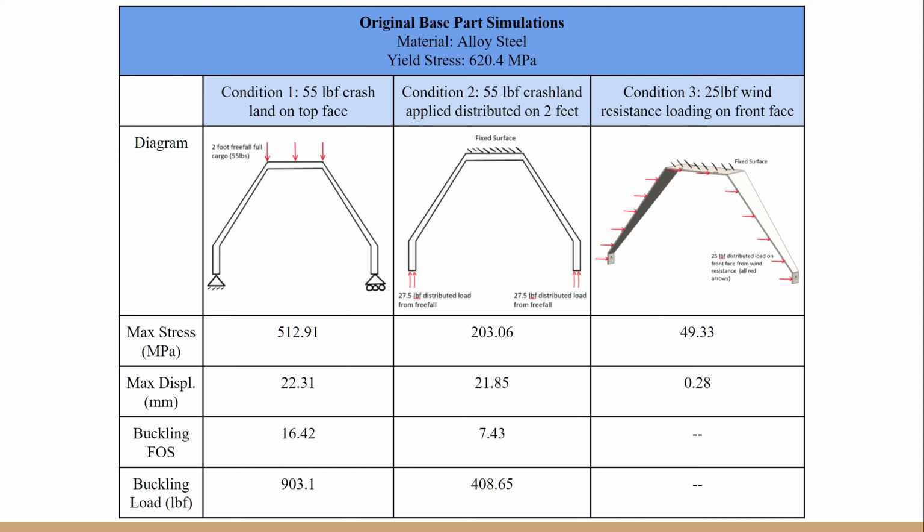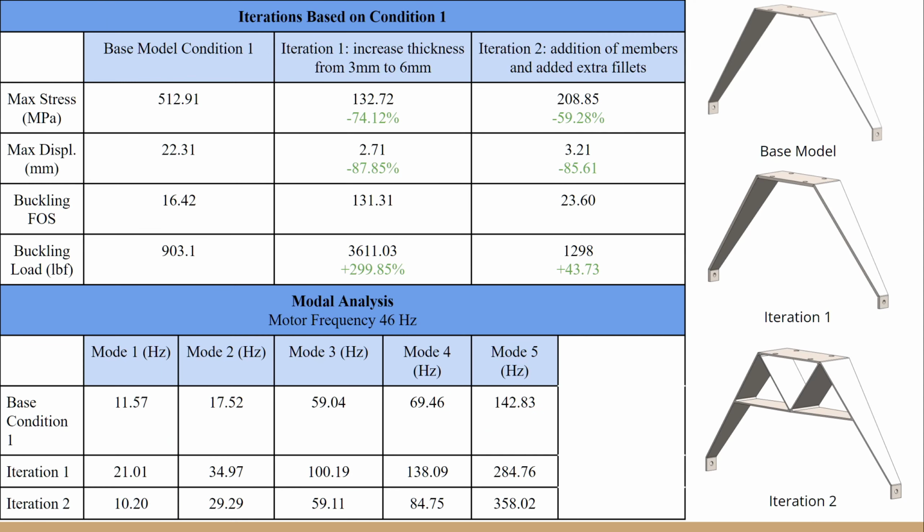As can be seen, condition 1 exhibits the most stress and displacement, therefore iterations were based on this condition. From condition 1, the iterations were made in an attempt to reduce stress and displacement and to improve buckling loads. No resonant frequencies were close to the 46 Hz, which is good.